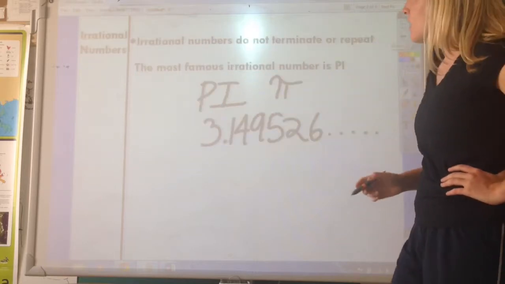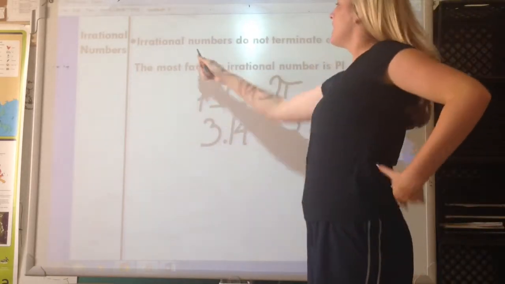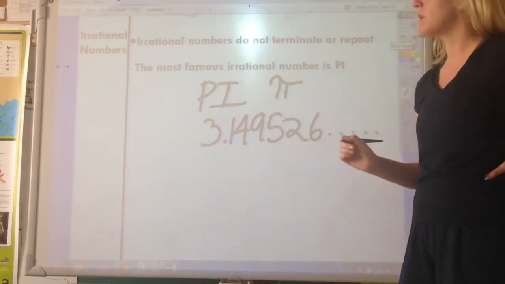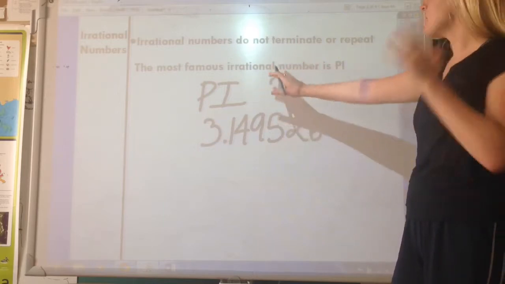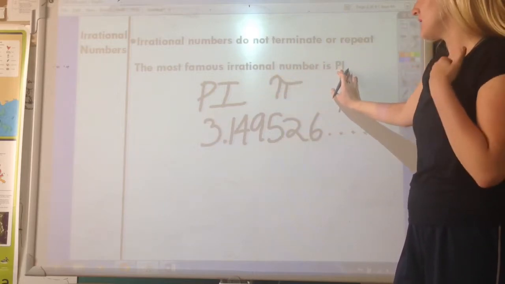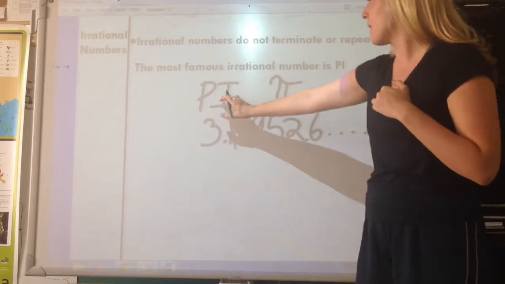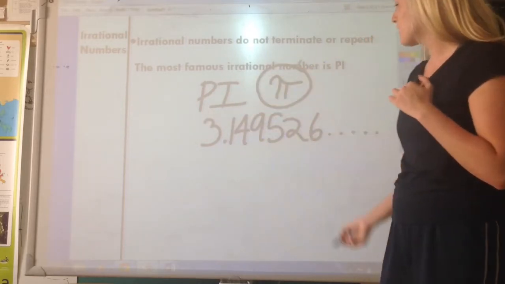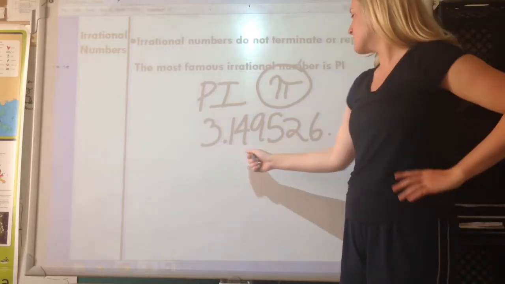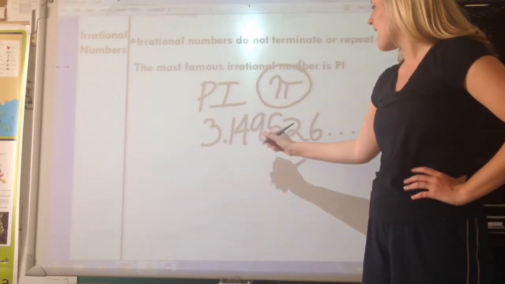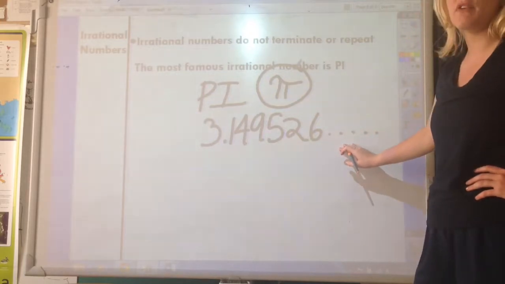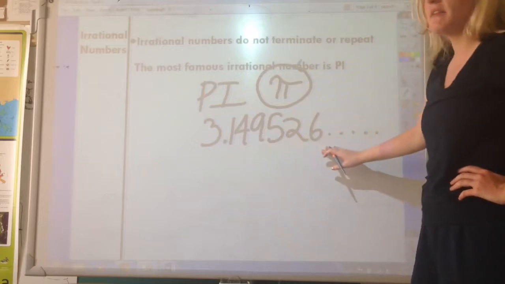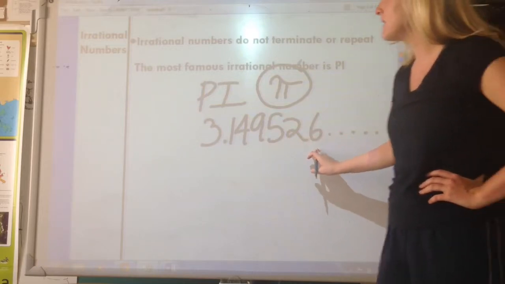Let's move on. All right, let's talk about irrational numbers. Irrational numbers do not terminate or repeat. Write that down on your notes page. Pause the video if you need to. The most famous irrational number is pi. You don't have to write that, but I do want you to write pi and then draw the symbol for pi, which is this little funky symbol here. And this is the decimal for pi, 3.14, and then a bunch of numbers that continue forever and never repeat. So since the numbers behind the decimal do not terminate or repeat, it's an irrational number.